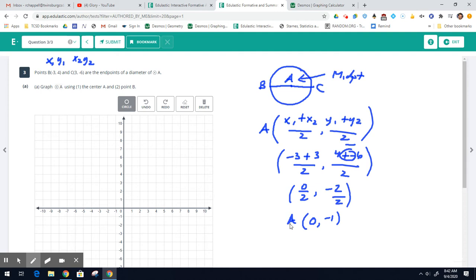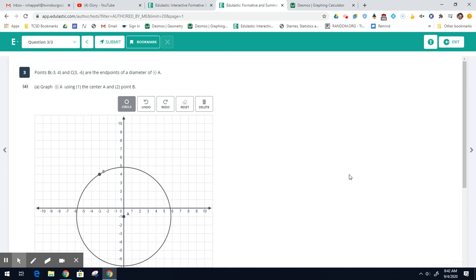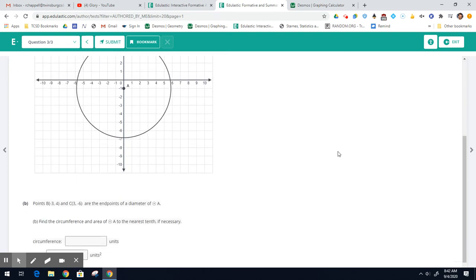So I'm going to graph the circle using the point 0, -1, and then B, which is -3, 4. So let's watch this. Got to erase that. So 0, -1 goes first, and I'll put it right there. So 0 means do not go left or right, and then just go down 1. And then B is at -3, 4. And there's your circle. Okay. So now we scroll down.